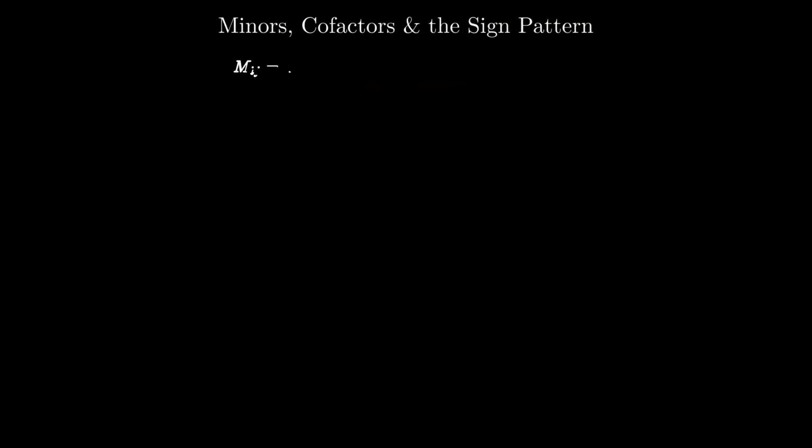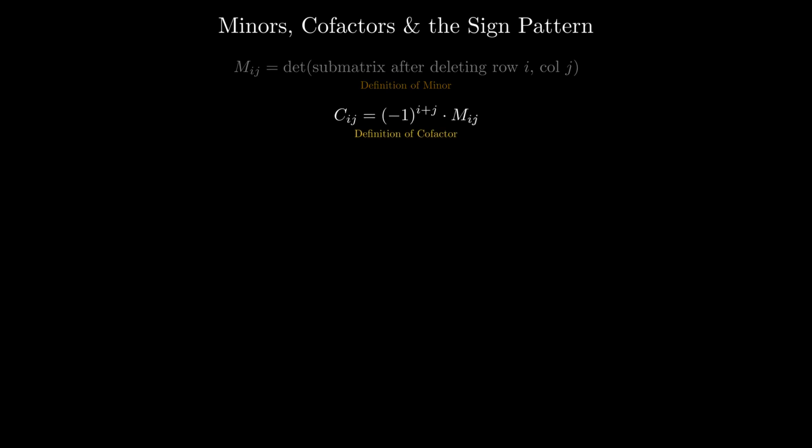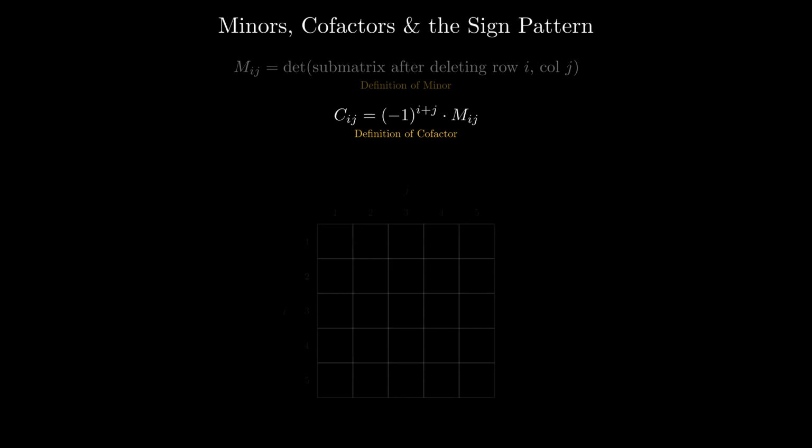Time for some precise vocabulary. The minor Mij is the determinant of the submatrix that remains after you delete row i and column j from the original matrix. The cofactor Cij attaches a checkerboard sign to that minor. Cij equals -1 raised to the power i plus j multiplied by the minor Mij.